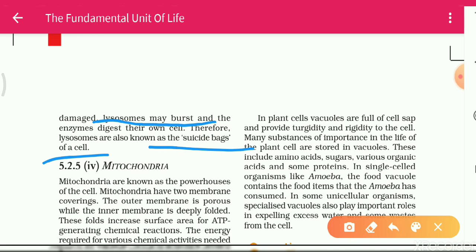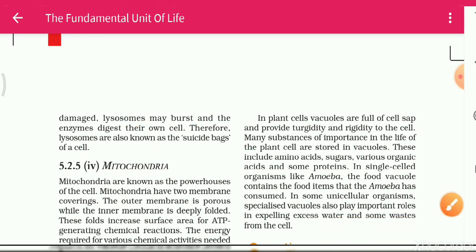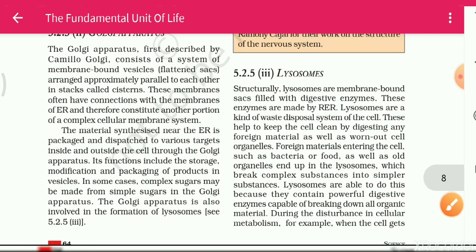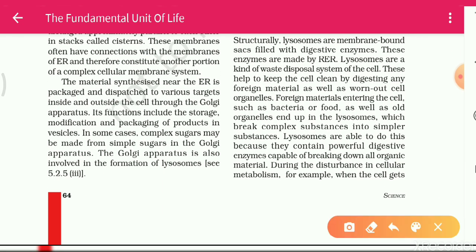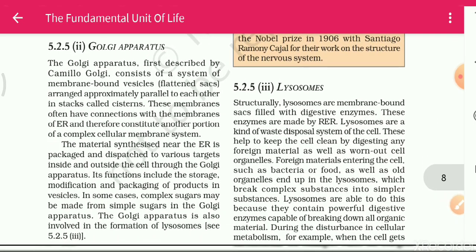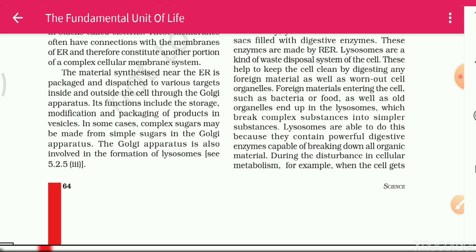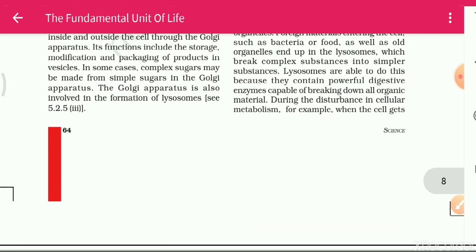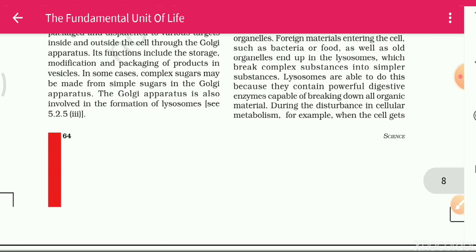And these lysosomes are formed by the Golgi apparatus. Okay, now you see here the Golgi apparatus is also involved in the formation of a lysosome. Then students, you can study all this. What is the Golgi apparatus? Who discovered it? And how lysosomes are formed. What are lysosomes? What is the function of these lysosomes? Why it is called the suicidal bag, scavenger, and waste disposal system.